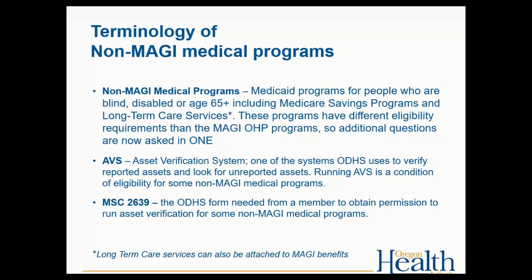Another term that we've been talking about a lot in these webinars recently is AVS, Asset Verification System, which is one of the systems that we at the state use to verify reported assets and look for things that are not reported. Think of it as one of the many systems that we ping in order to make sure we have all the information we need on a case. Running AVS is a condition of eligibility for many folks on non-MAGI medical programs. And that brings us to the MSC 2639, which is the form that is needed to get permission to run this asset verification when that is required by a program.